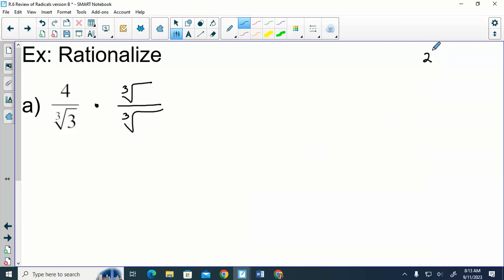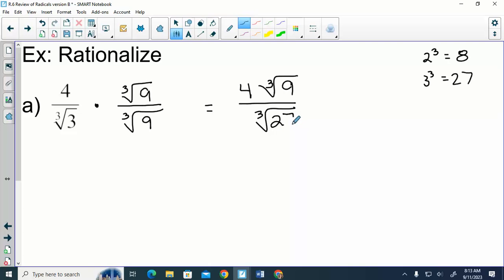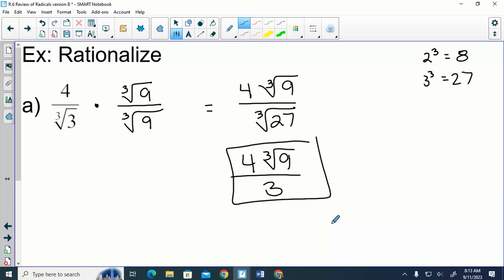Some people like to just think about perfect cubes. So like 2 to the third is 8. Can you do 3 times something to get 8? No. 3 to the third is 27. Can you do 3 times something to get 27? Yeah. What would it need to be? 9. So on the top, I just have 4 cube root of 9. On the bottom, I get the cube root of 27. But what is the cube root of 27? So that would be the final answer.